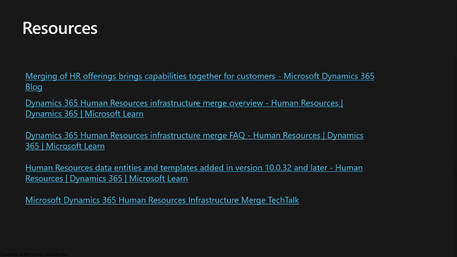We also have another resource, which is pretty new, actually, the Human Resources Data Entities and Templates, added in version 10.0.32 and later. So we've added a lot of new data entities to help support your merging if you have both human resources and other finance and operations applications like finance, supply chain management, commerce, and project operations. So there's a bunch of new entities, and we've documented those for you there, which will help you with that merge process. And then the last one here is our tech talk that we did, talking more in detail about what the merge is, how to merge and migrate to the new infrastructure.